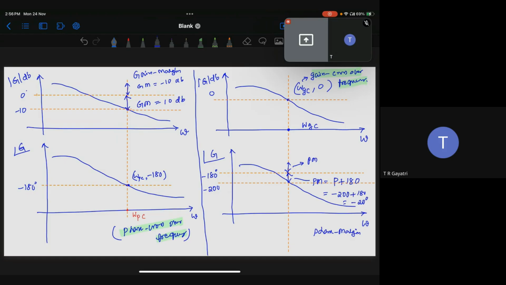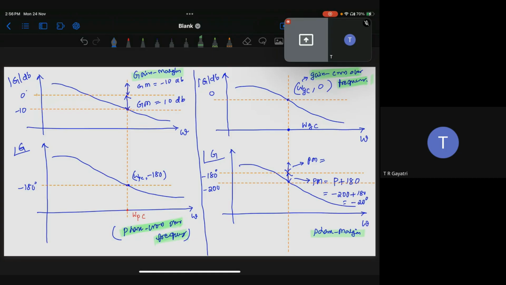It depends upon whether the phase plot is above or below the 180 degree line, so how much it has deviated. That we call the phase margin. One side is positive, the other side is negative. So totally here we got four terms: the gain margin, phase crossover frequency, and phase margin, gain crossover frequency. Is this clear? Any doubt or query?